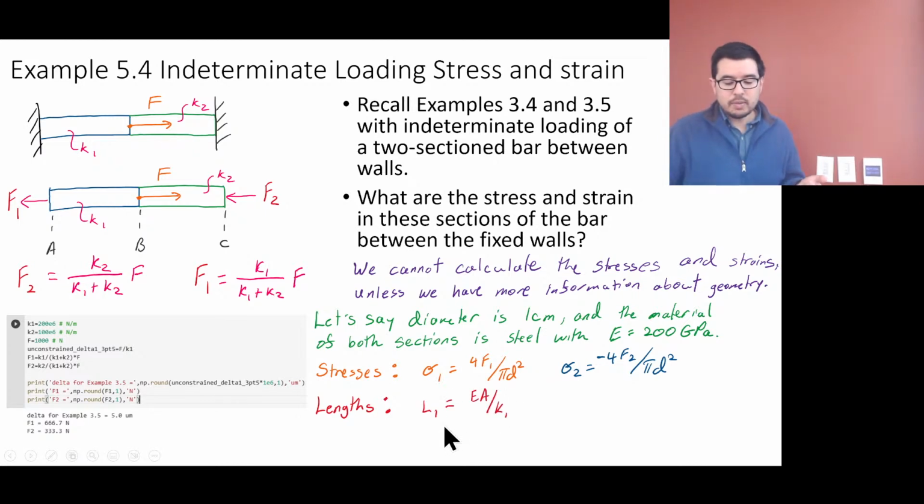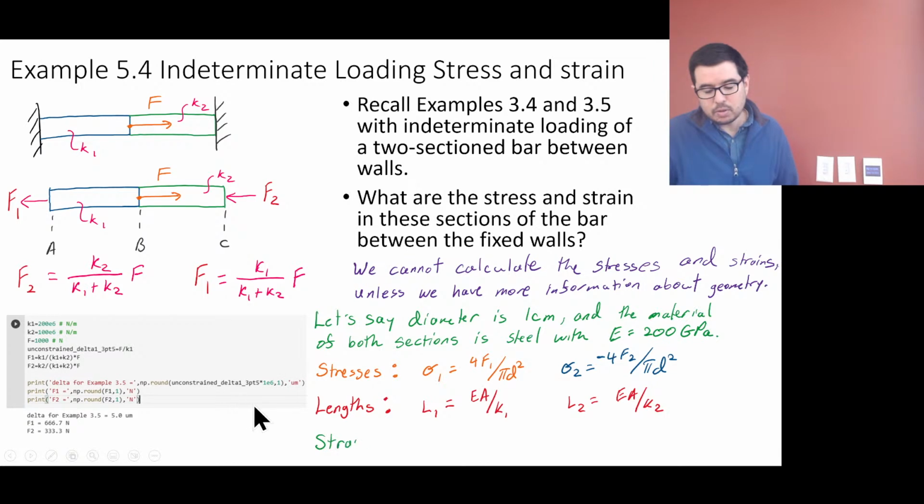Our lengths can be calculated using our formula. We said that K is EA over L, so now we can say that L is EA over K. So we can calculate the initial lengths, because we were given the K's. They're here, 200 kilonewtons per millimeter, or 200 times 10 to the 6 newtons per meter. That's really small. And so we can figure out the initial lengths. We can also figure out the strains.